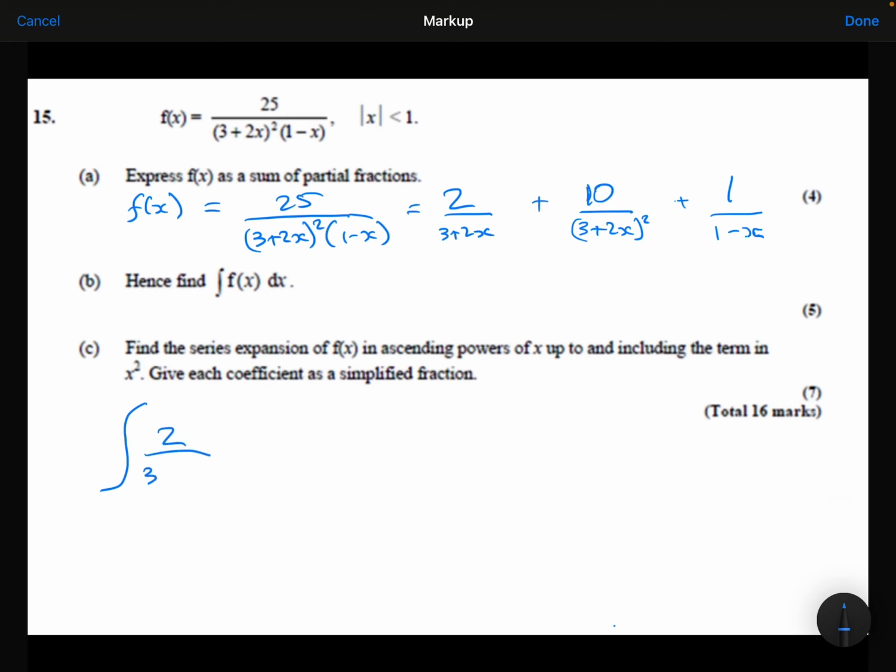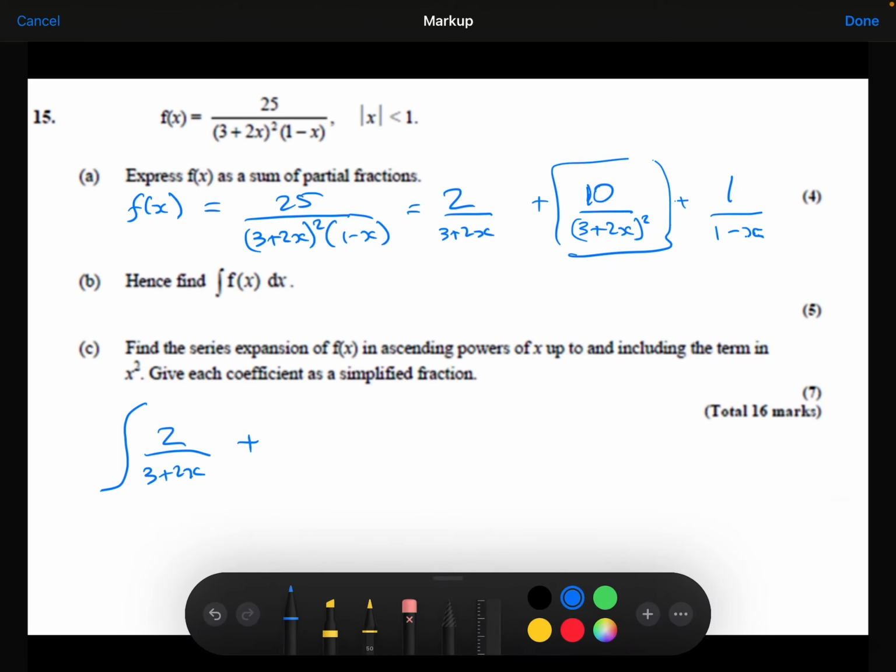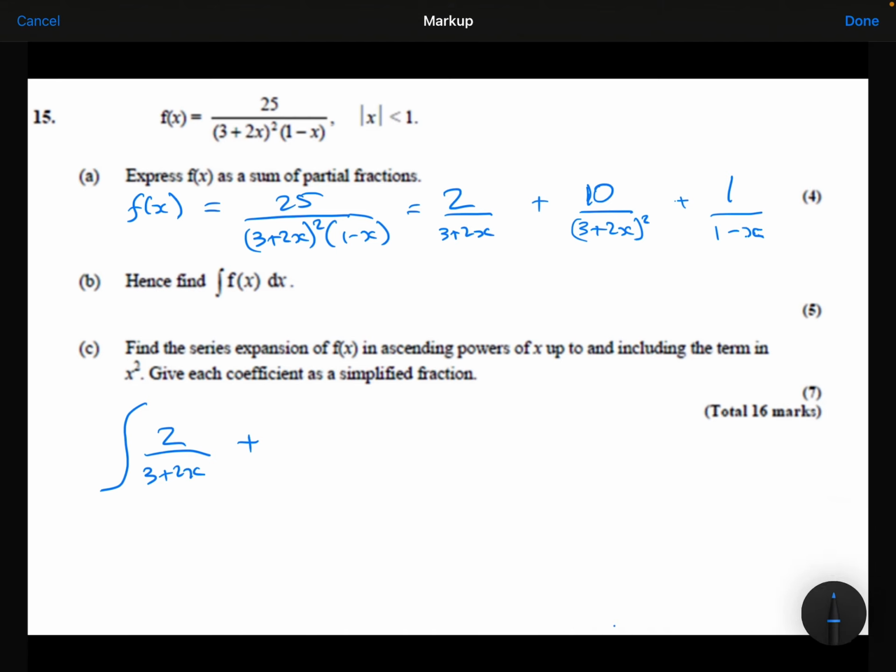2 over 3 plus 2x plus, now for the second term here, I'm going to rewrite that with a negative power, because that's the way we integrate something over x squared. So I'm going to rewrite that as 10 times 3 plus 2x to the power 2. The third term I'll leave as a fraction because the denominator is linear. So we're going to integrate that with a logarithm.